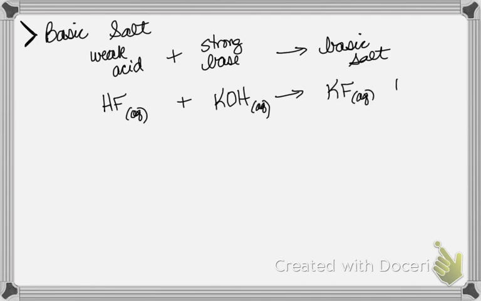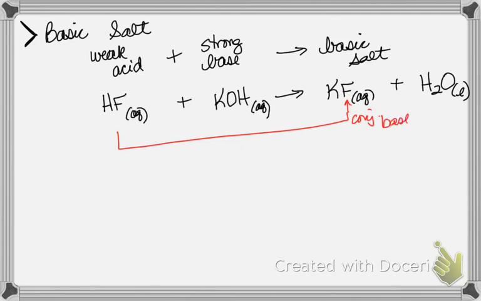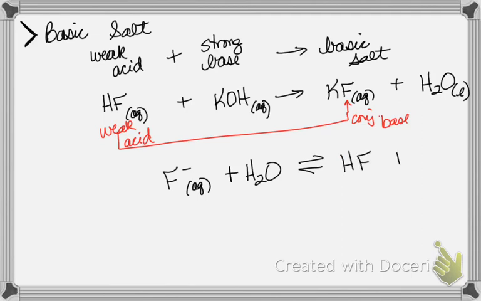Potassium fluoride and water. We need to consider why the salt is basic. It's basic because of the fluoride ion, because the fluoride ion is the conjugate base of a weak acid. So the reason it's basic is that if you have this fluoride ion in water, the fluoride ion can take a hydrogen away from water and leave water as a hydroxide. That's why it's a basic salt.